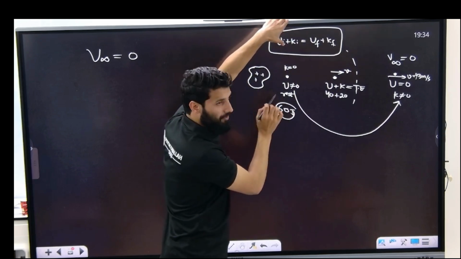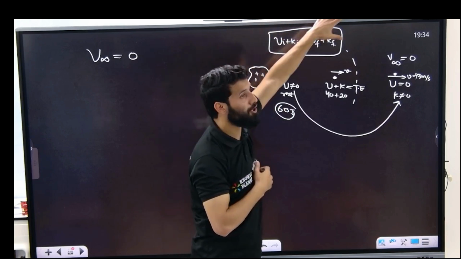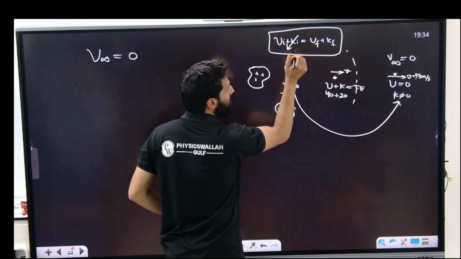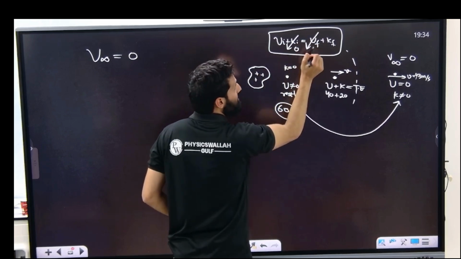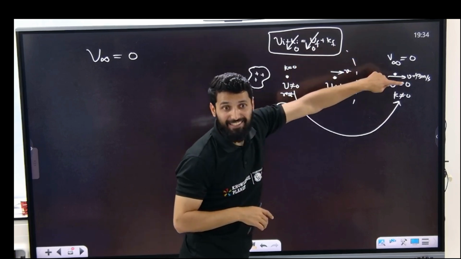Suppose the potential at the initial point is given and it asks you to find the velocity of a particle. Can you find it? Let me tell you how. Kinetic initial is 0. Potential final is 0. The 60 joules of potential energy will now become kinetic energy.